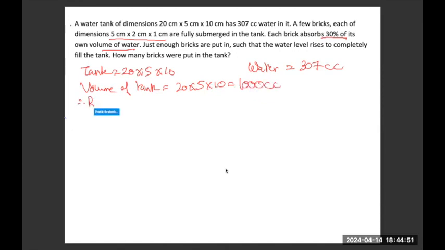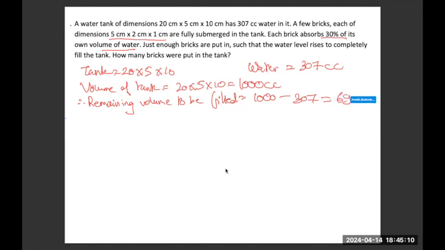Therefore, the remaining volume to be filled with water is equal to 1000 minus 307, the volume of water which is existing, which will equal 693 cc. I'll put this aside for now. Now I'm going to the brick part.